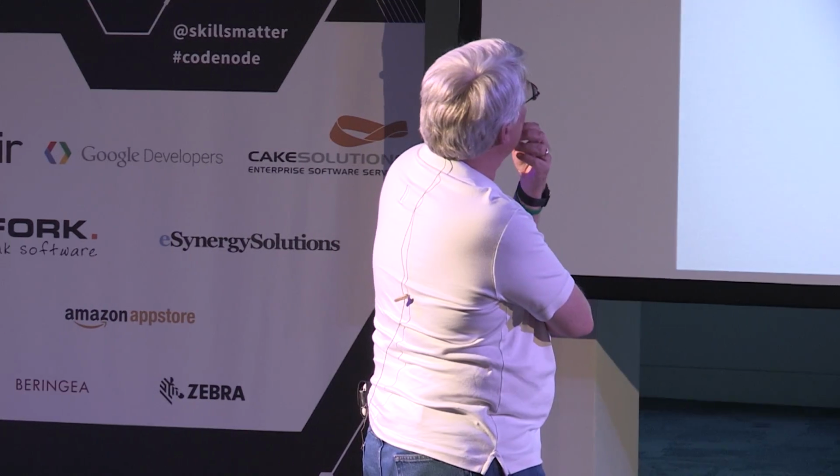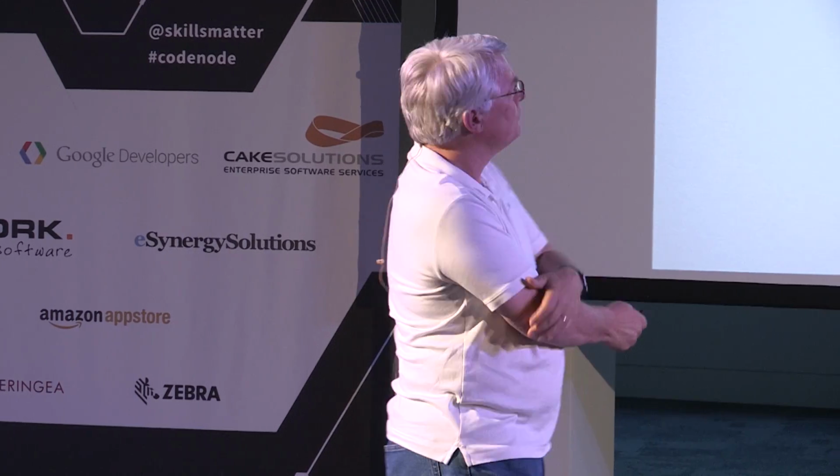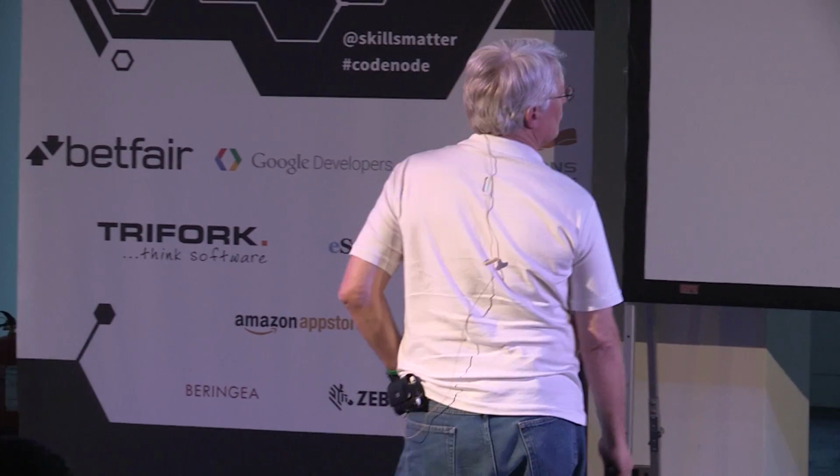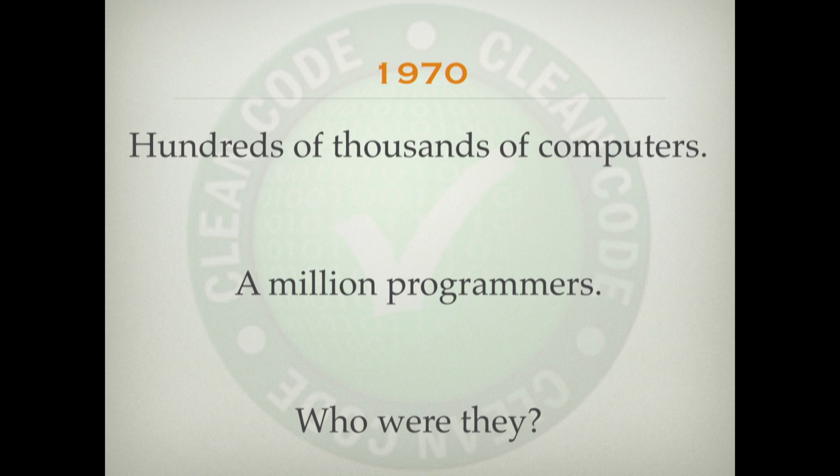How many years have gone by? 25? 1945 to 1970, 1 million programmers. Who were they? Who were these people? These millions of programmers, hundreds of thousands of computers, millions of programmers. Who were they?